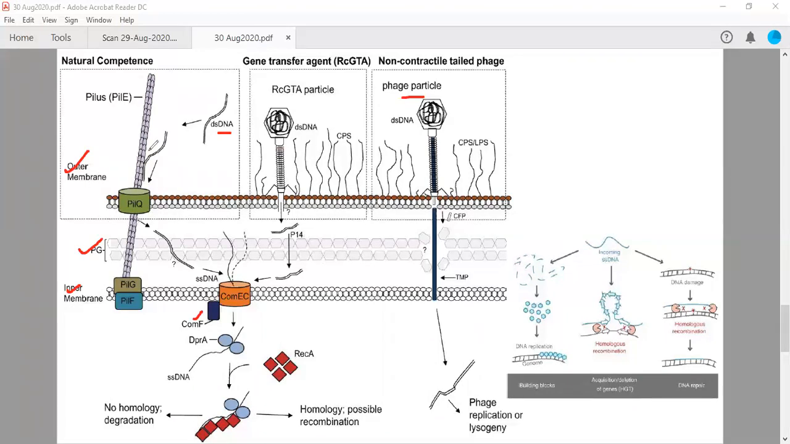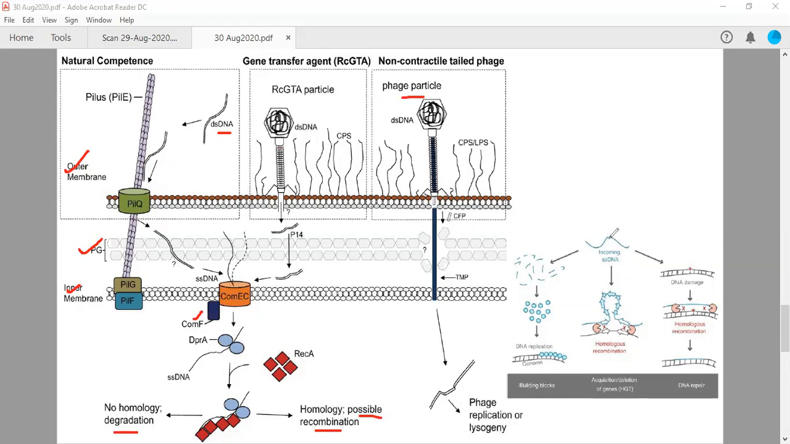Okay, but we are interested in this particular process because this double-stranded DNA is actually being transferred through the outer membrane, and then some nuclease will convert it into single-strand DNA. Single-stranded DNA is translocated into the cytosol. Then single-stranded binding proteins, for example DprA, will hold it. If it has no homology, then it will be degraded. If it has sequence homology, then there is a possibility of genetic recombination in the endogenome.